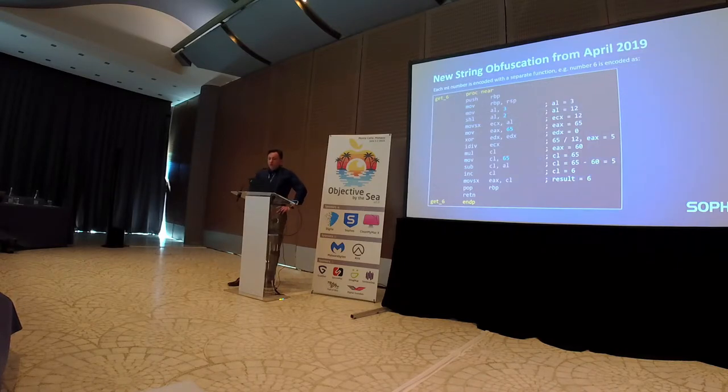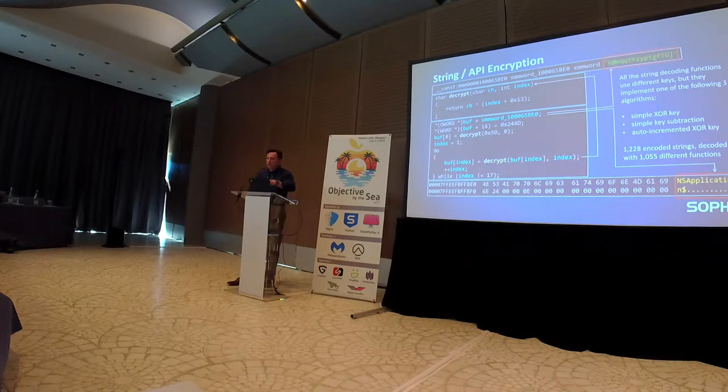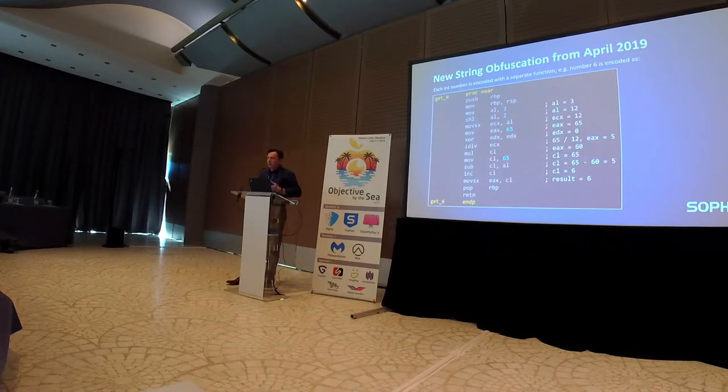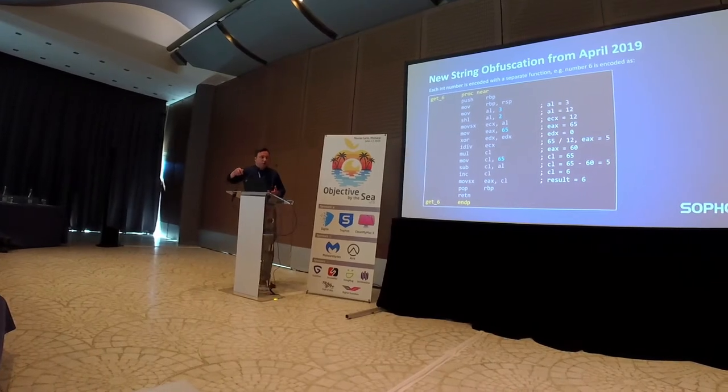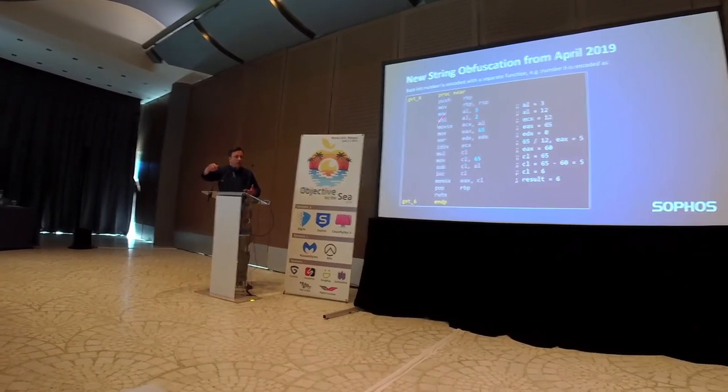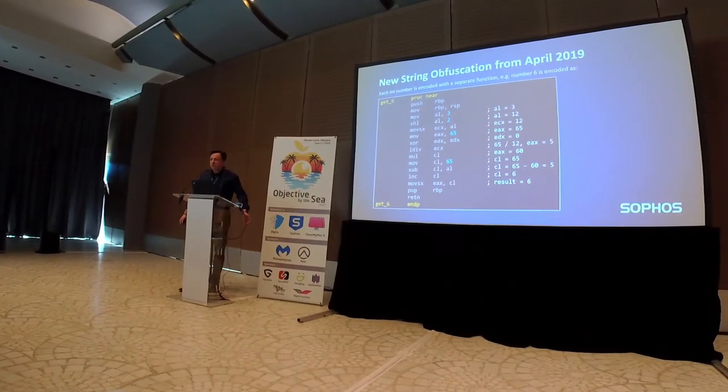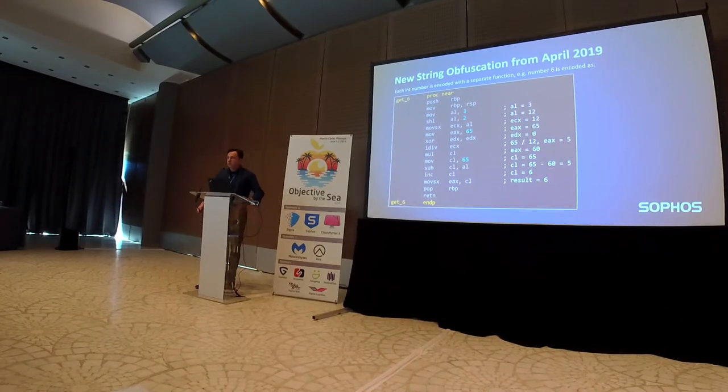What is interesting is that the obfuscation was changed from around 9th of April 2019. Now, imagine this number 13 here, right? That number was now replaced with a function call. So what do you think this function is doing? And that function simply returns number 6. So you see, it's a smoke and mirrors.